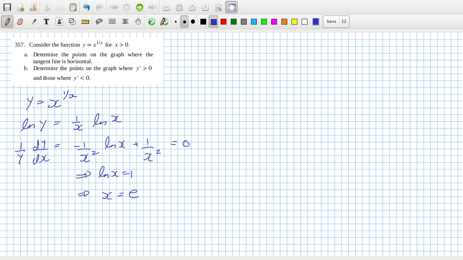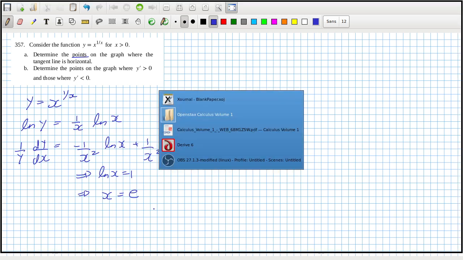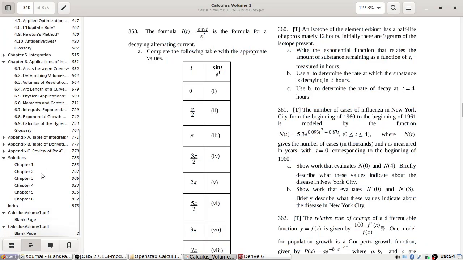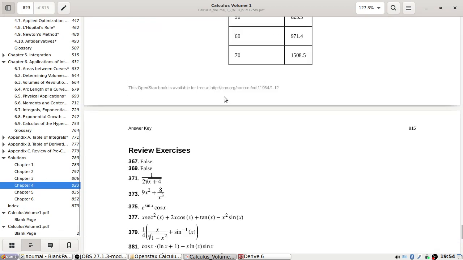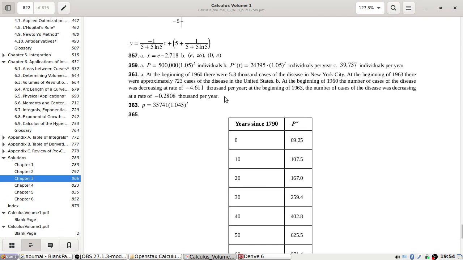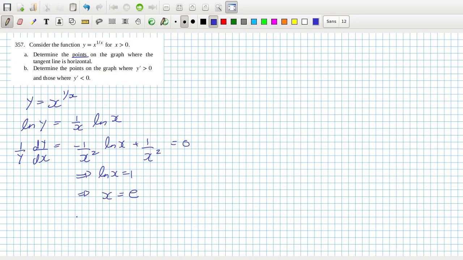Now, it does say points on the graph, so there might be a second answer here, but it's not immediately obvious to me where that would be. Let's have a look at the answer. No, it's just the one answer. So e, and then e power 1 over e. Okay, so that's A, that's correct.